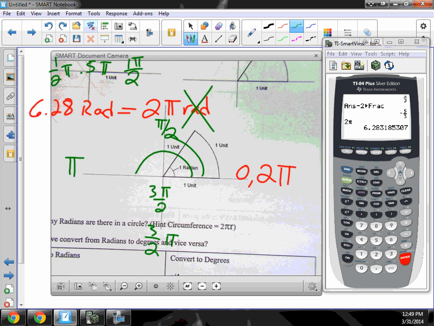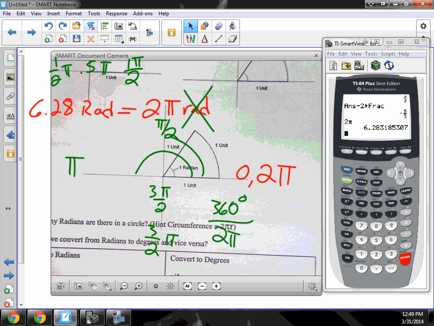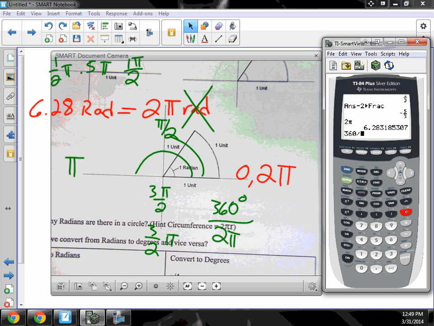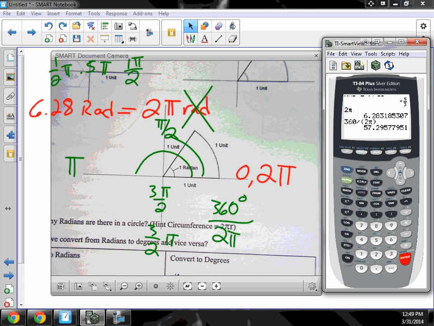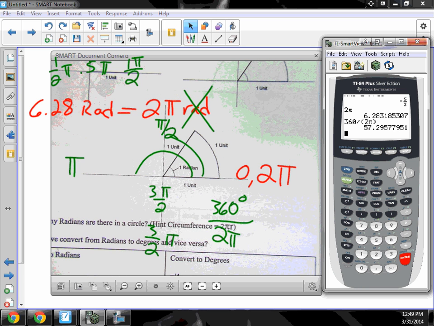Well, we know there are 360 degrees in a circle. We also know that there are 2 pi radians in a circle. So let's divide the two. 360 divided by, you need to put this in parentheses, 2 pi. 1 radian is 57.29 degrees.